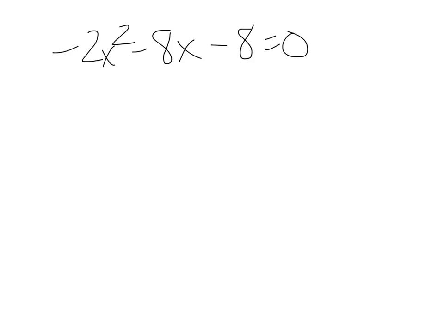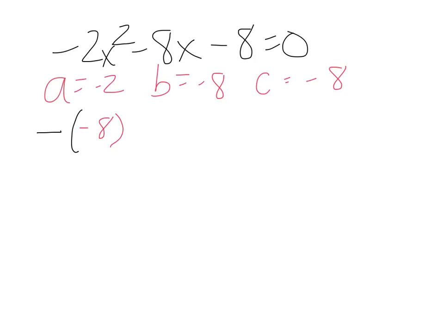Okay, so for this problem, what would A be? What do you think? Yeah, A is equal to negative 2. What's B? B is negative 8. And what's C? C is negative 8. Okay? So then we go to our quadratic formula. I'm not going to write on here to save room. So it'd be negative B. So it'd be negative, negative 8. Hold on a second. We put that in here.